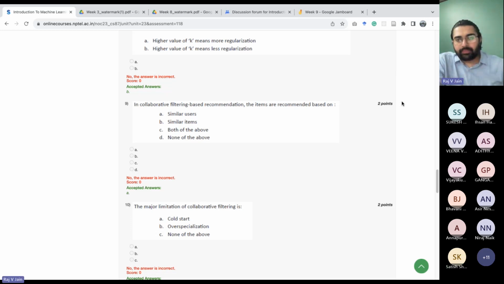You got my point. Content-based recommendation is where similar items means similar features. As we discussed last time, if you're talking about movies, genre or plot details are all features of a movie. How do you characterize a movie?